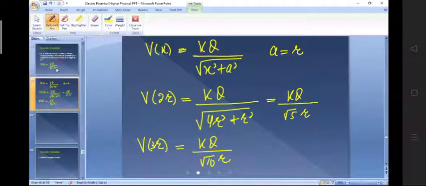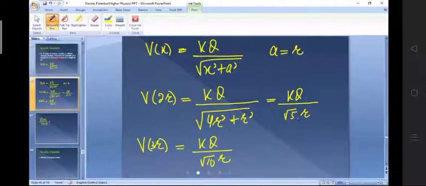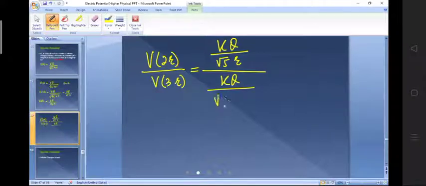Now we are supposed to calculate what? The ratio of these two. We have to calculate the potential at 2r divided by the potential at 3r. So potential at 2r is equal to kq divided by root 5 multiplied by r, divided by kq divided by root 10 multiplied by r. So kq by r will cancel, root 10 is going here, so it will be root 10 divided by root 5. So this is the answer to the problem.